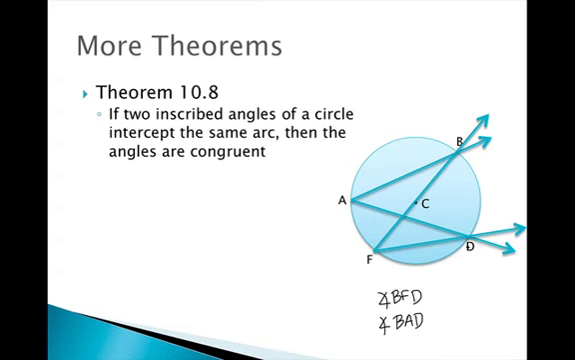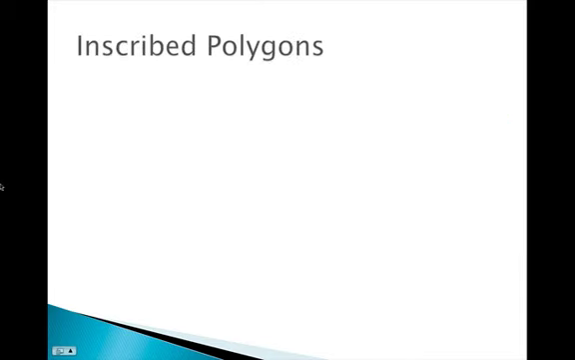But if we notice, these angles both have the same endpoints, or same intercept of the arc. So this arc BD is the same arc for both angles. So if this arc is the same arc, then we know that these 2 angles are congruent. So angle BFD would be congruent to angle BAD. Okay, so now let's move on to the next slide.